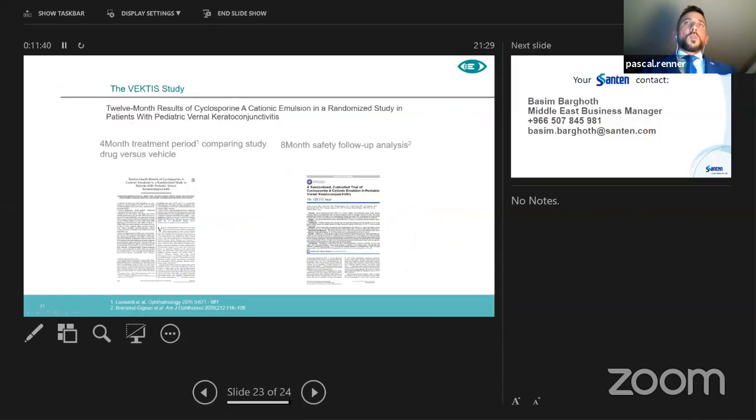If you want to have a look into the future of the treatment, I can advise you to look at the two now published studies about the treatment of vernal keratoconjunctivitis with cyclosporin in cationic emulsion.